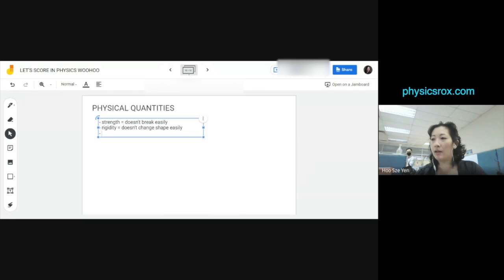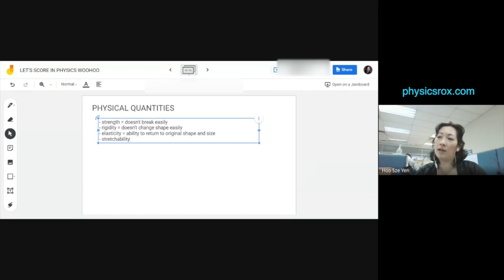Then you have this one, which is a Form 5 one: elasticity. Elasticity is about returning to its original shape and size. Elasticity is not about stretchability. It's about the ability to come back to its original shape and size. You go, pew, it comes back. That's elastic. If you ask whether it can be stretched, that's stretchability.